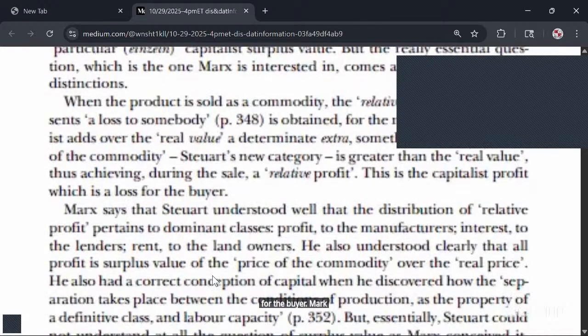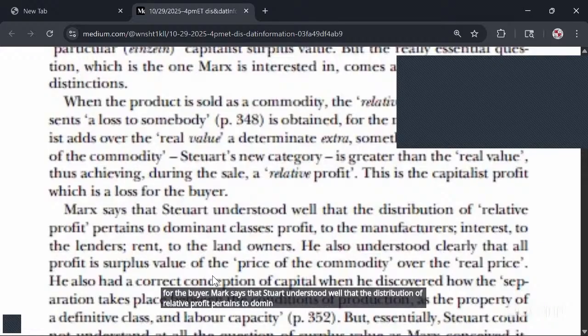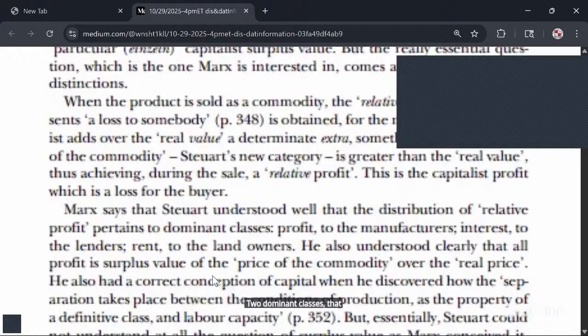Marx says that Stuart understood well that the distribution of relative profit pertains to dominant classes, that is, profit to the manufacturers, interest to the lenders, rent to the landowners. So there is this thing in all three sectors, that is, land, labor, and capital. He also understood clearly that all profit is surplus value of the price of the commodity over the real price.